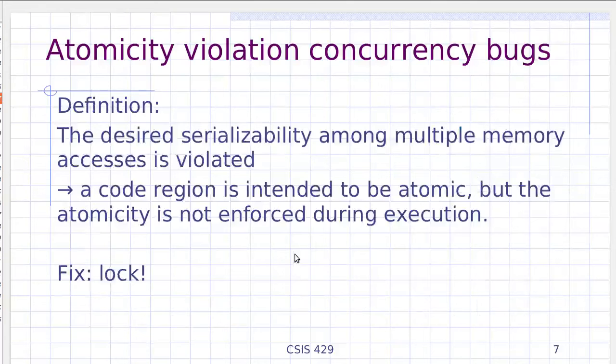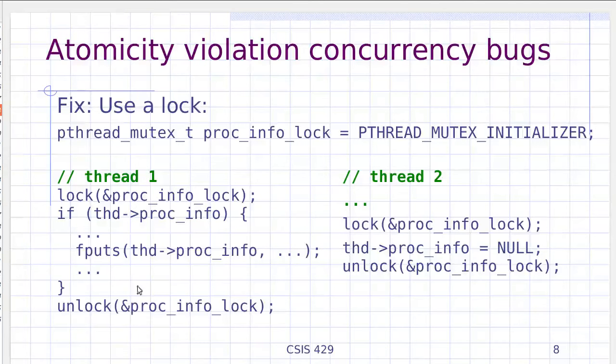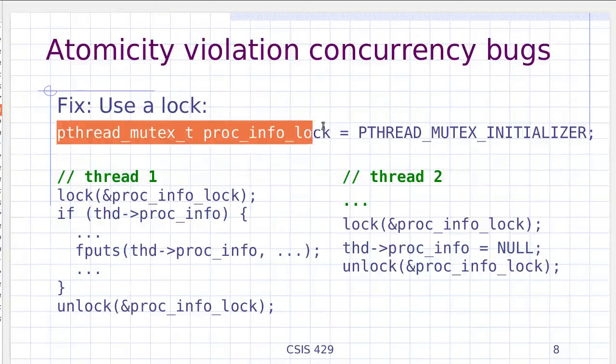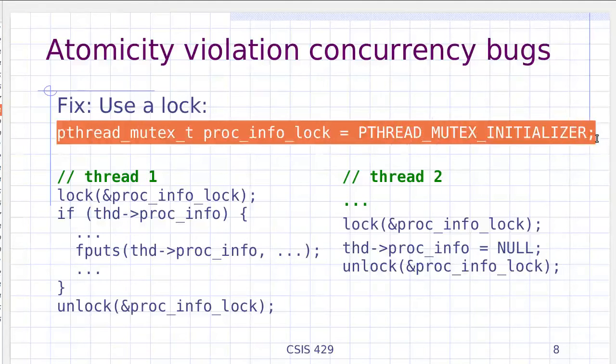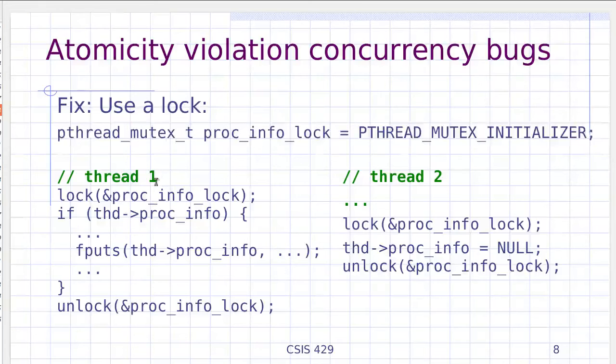So the definition is that you desire some serializability among these multiple memory accesses, but that's violated. There's a code region that is supposed to be atomic, but that atomicity is not enforced during execution, and we've seen how to fix this. Use a lock. So this is how you would set this up. You set up a lock in the shared process address space for the two threads, probably in a parent address space. We declare a lock and initialize it, and then in both threads we have to lock.